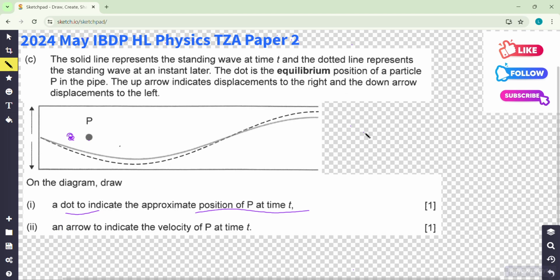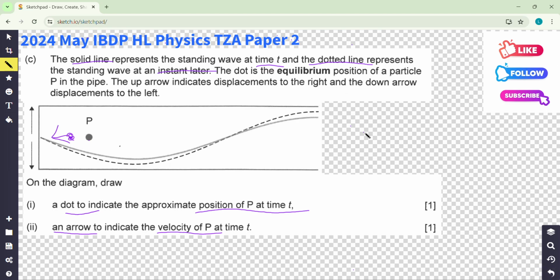Okay, next one. An arrow to indicate the velocity of P at time t. So what are the solid line and the broken line? The solid line is now. The broken line, the dotted line, is later. So now is negative, later is more negative, so it's moving in the negative direction. The negative direction is also left, so the arrow should point left.